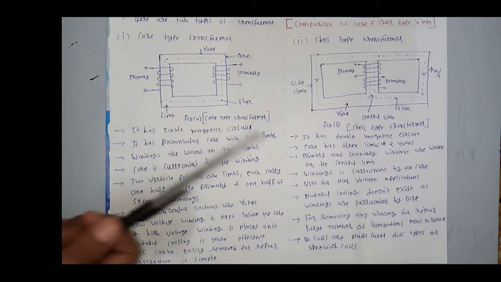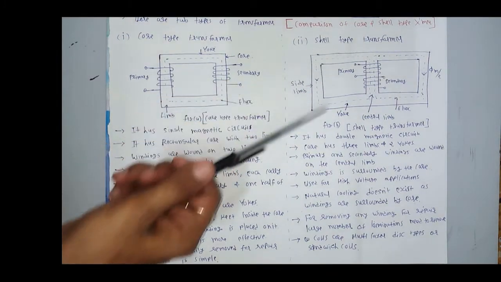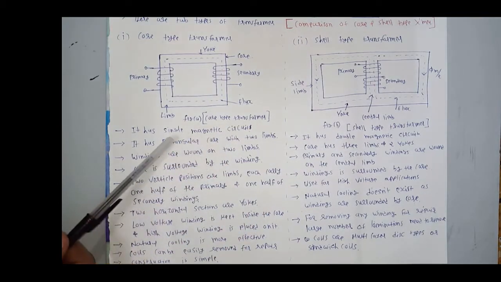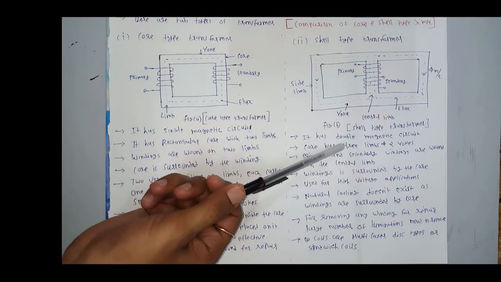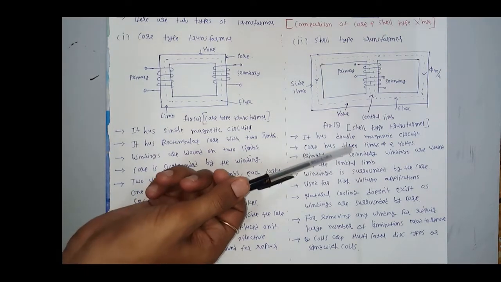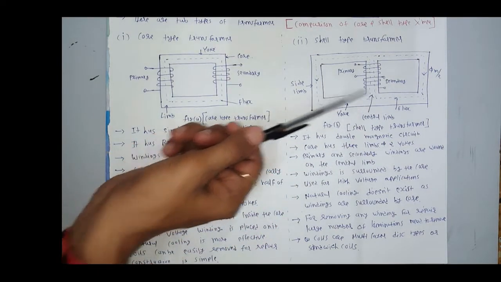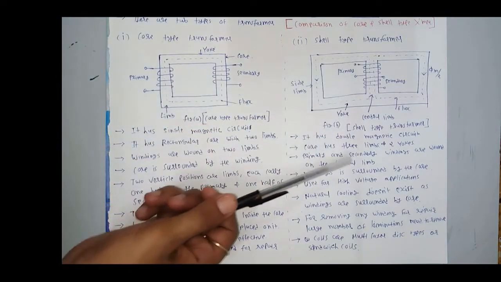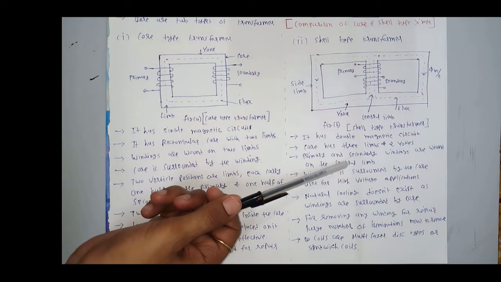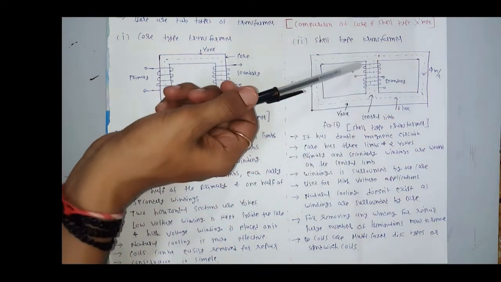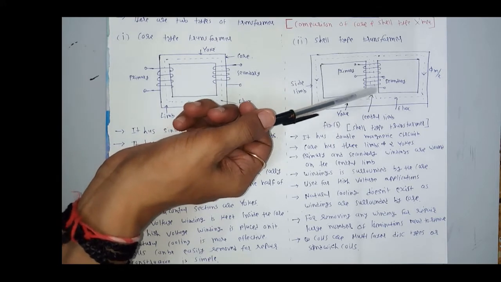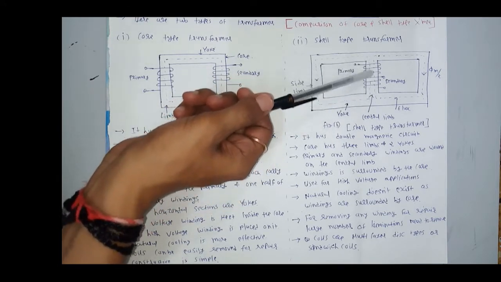Okay. First of all, shell type transformer has a double magnetic circuit. Compare this: it has a single magnetic circuit. Here double magnetic circuit. Core has three limbs and two yokes. These are three limbs and these are two yokes. Here primary and secondary windings are wound on the central limb. So this is primary winding and this is secondary winding, wound on the central limb.